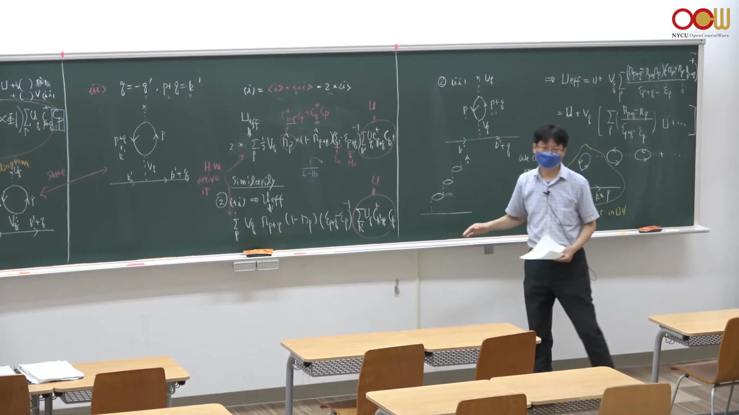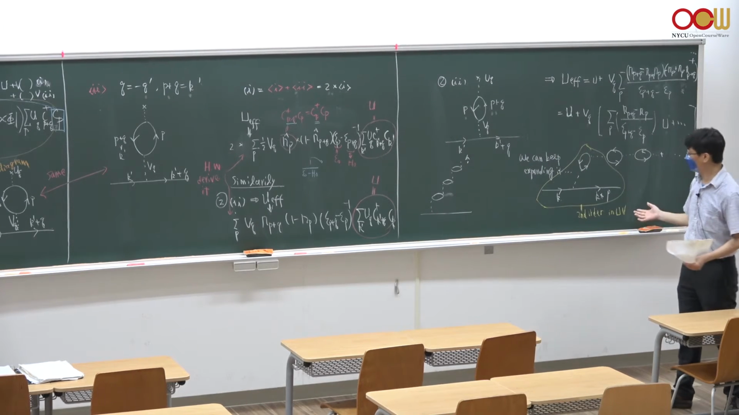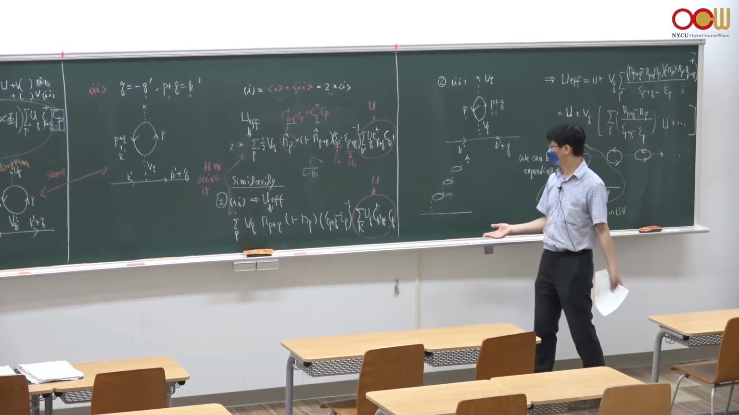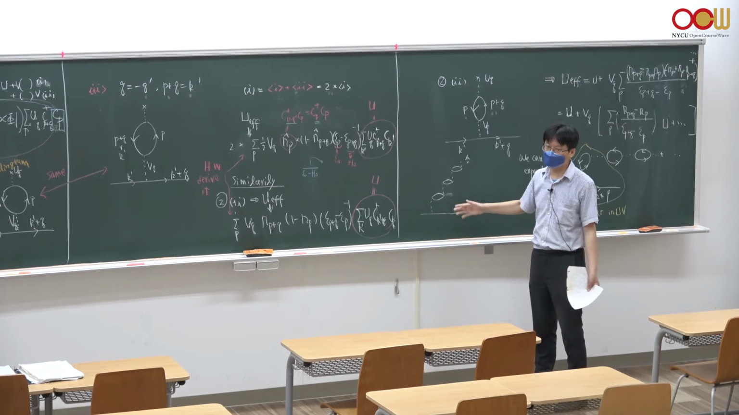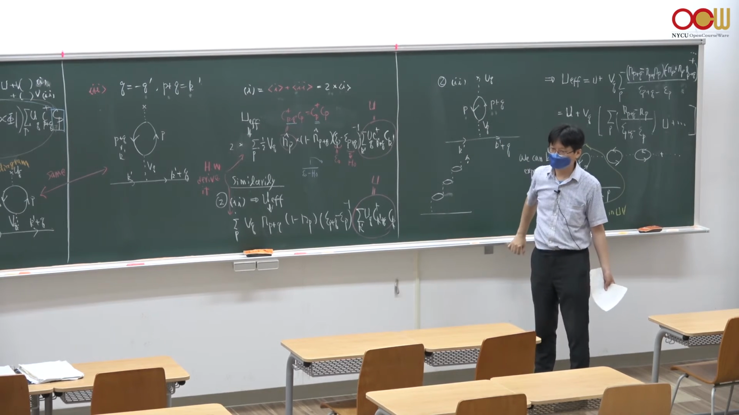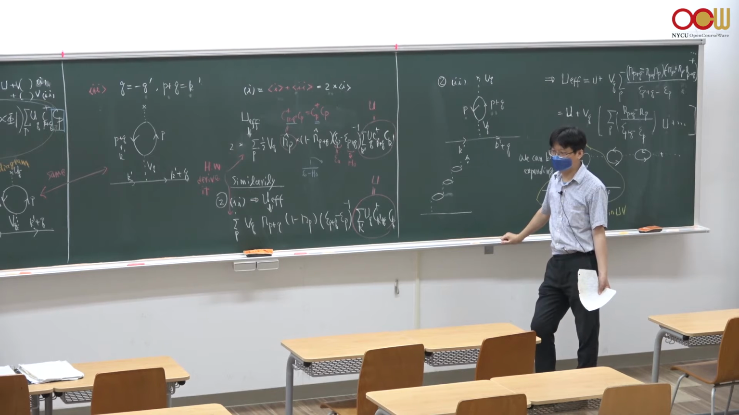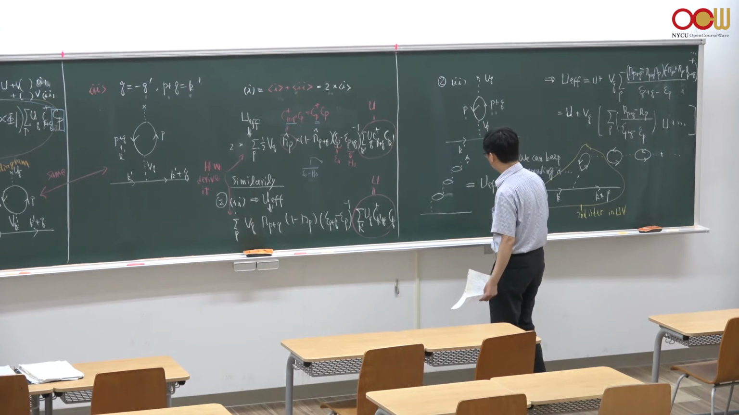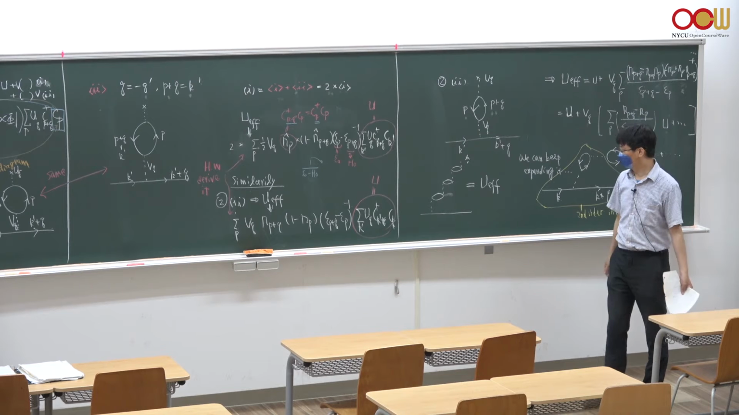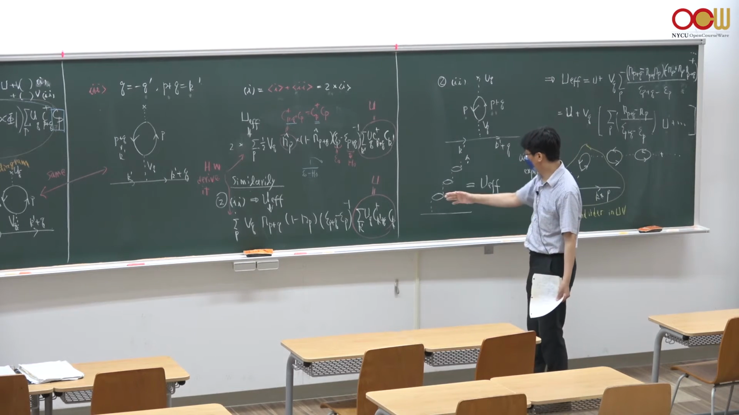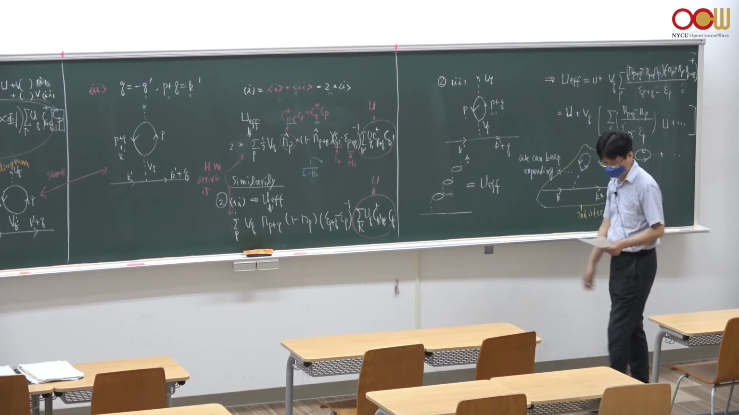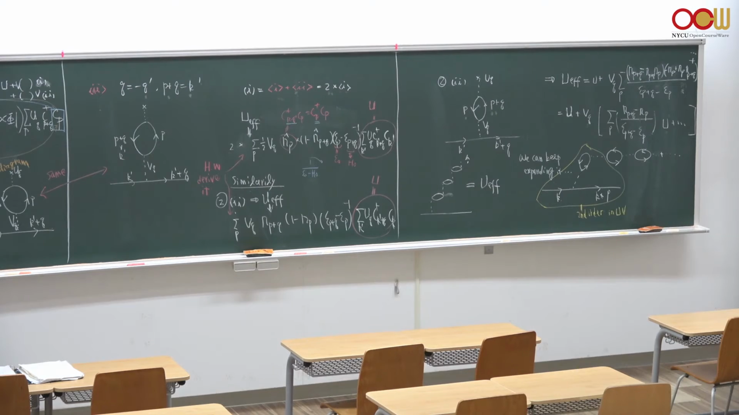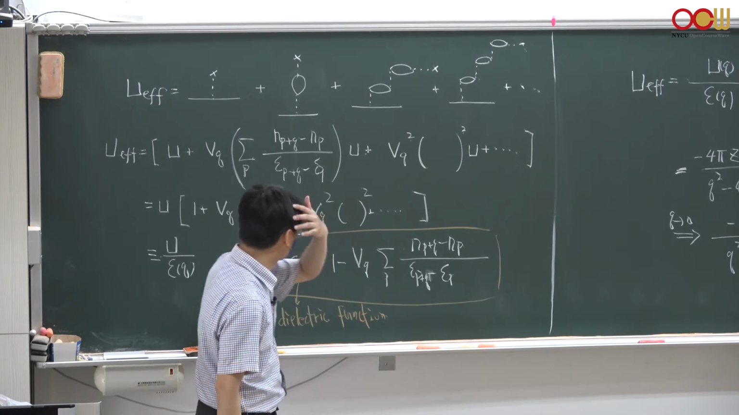So we could include as many rings as possible at higher orders, and we sum up all such ring contributions. And that's the full contribution under the so-called RPA, random phase approximation. So the total U effective is nothing but the sum over all such ring diagrams. So let's quickly finish this calculation.